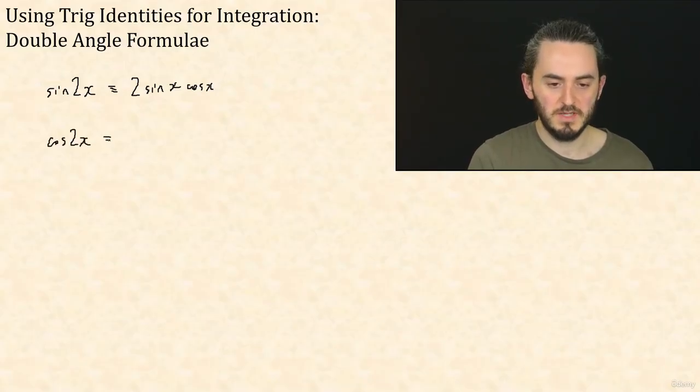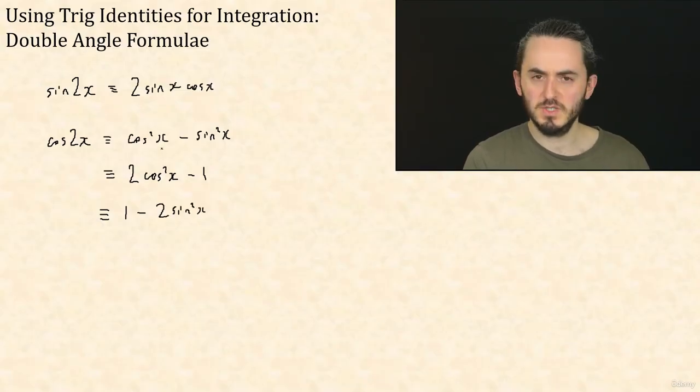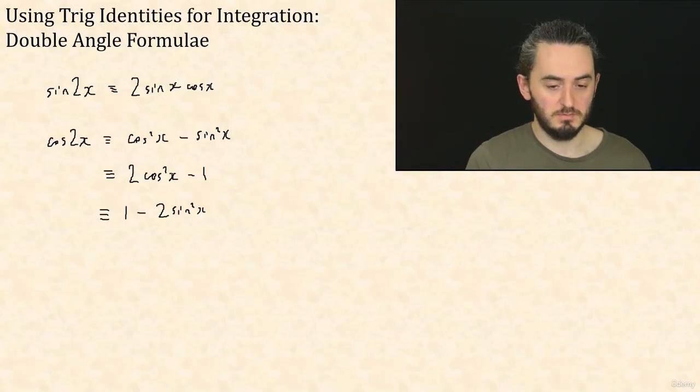So remember that the three forms are cos squared x minus sine squared x, 2 cos squared x minus 1, and 1 minus 2 sine squared x. The first one is not particularly useful for integrating. The second two are, massively. Here's why. Let's just explore this one.